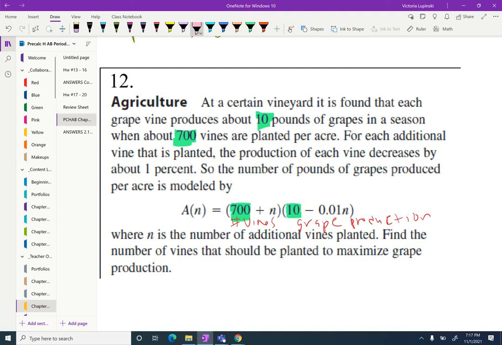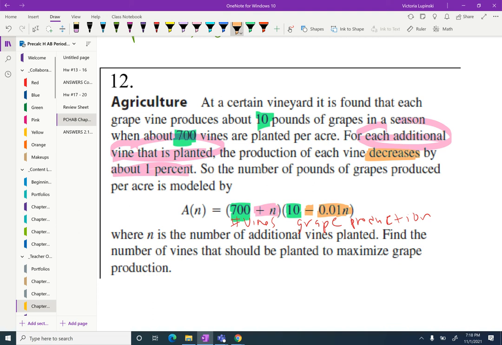Turns out that they do a study where for every additional vine that you plant, the production of the vine goes down by 1%. So for each additional vine that is planted, additional means plus. Since you don't know how many to plant, we're just going to call that a variable, which in this case, n. Every time you plant an extra vine, the production decreases by 1%. So decreases means subtraction. 1% is 0.01. And again, you don't know how many times that's going to happen. So that's why you have to call it an n.